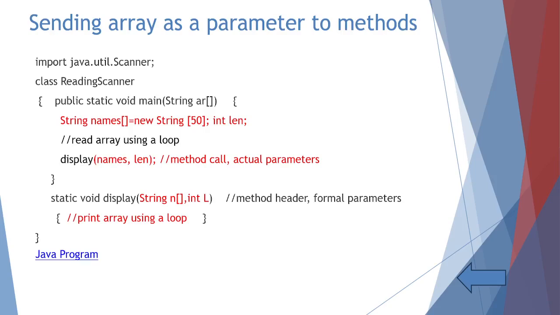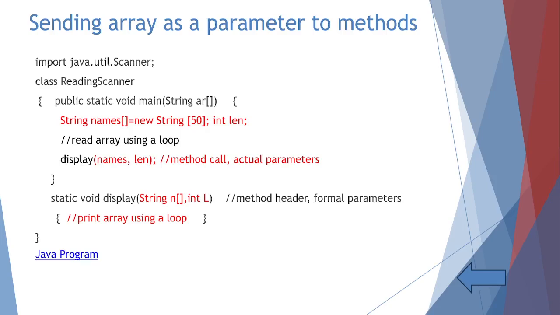Method call display sending two parameters. They are known as actual parameters. What are they? First one is names, second one is len. Names address we are sending, pass by reference. Now len is an integer, so pass by value will happen in Java automatically.